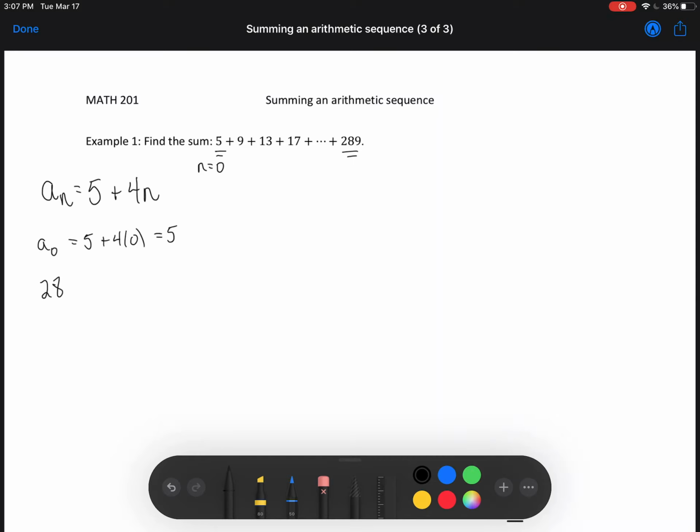Likewise, for the 289, we can plug that in for a sub n and solve for n by setting 289 equals 5 plus 4n. That is, of course, a linear equation. You should be able to solve that. Divide by 4 and you should get 71. So what does that mean? That means the terms in our sequence go from n equals 0 to n equals 71.